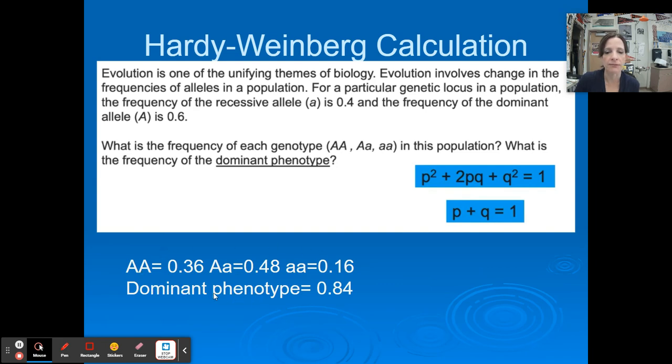Now, the dominant phenotype, remember, is going to include the homozygous dominant and the heterozygous. So to get the dominant phenotype, you just add these two together. If it said what is the frequency of the recessive phenotype, then it would just be equal to this one. All right, and that is it.